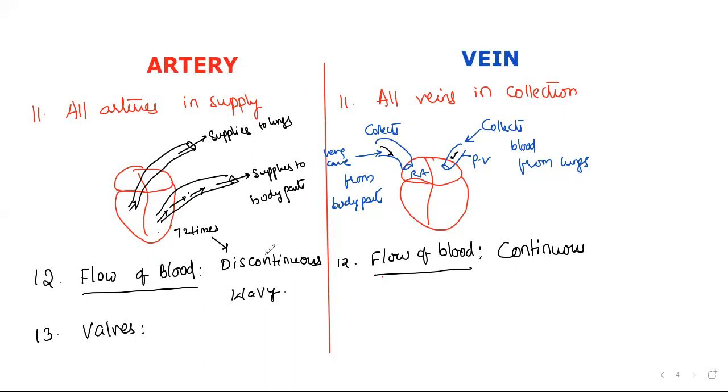Next, about valves in artery. Absent, we can say here, except semilunar valves, which are present at the base of the pulmonary artery and the aorta.